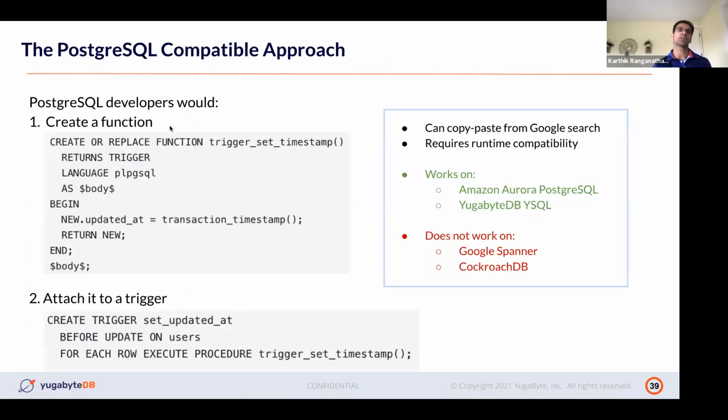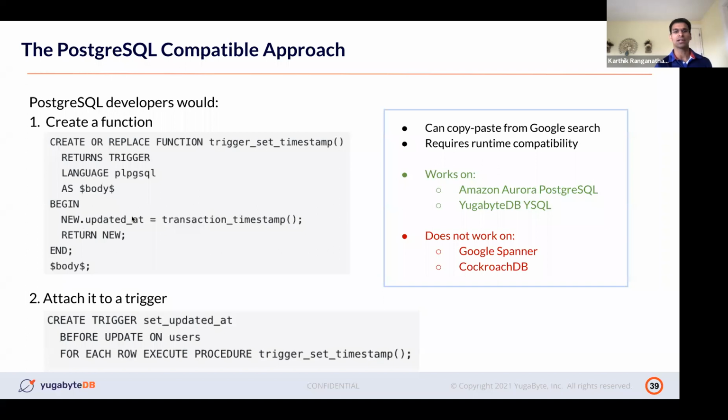What would a PostgreSQL developer do? If you're PostgreSQL compatible, this is how a PostgreSQL developer thinks. You'd say, okay, the first thing to do is to create a function that would update the time. I can put any logic inside. I can put conditional logic, I can do whatever I want. I have full flexibility, but the simplest approach, the cut, copy, paste from Google approach, requires, okay, I'm going to cut paste this.